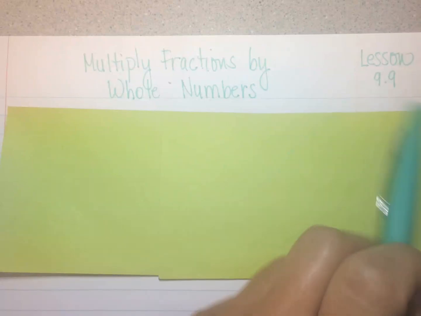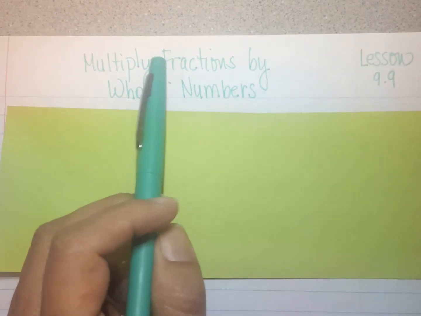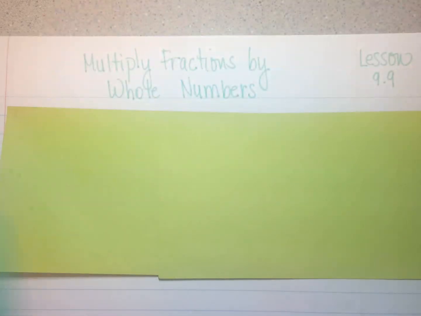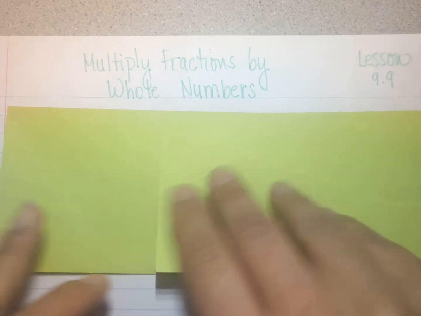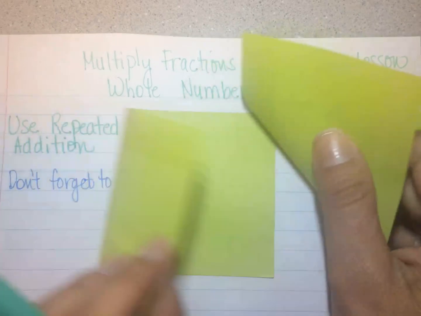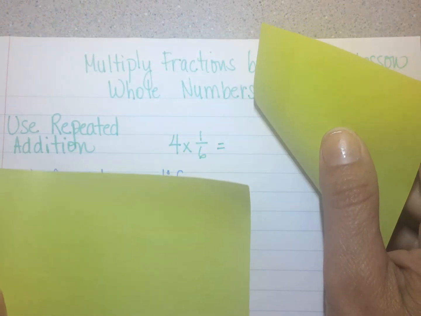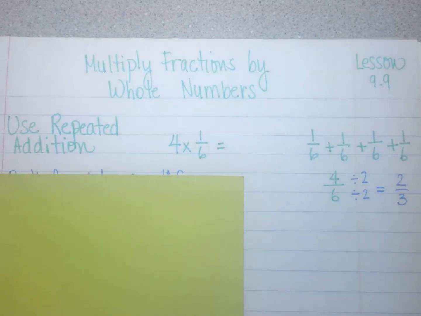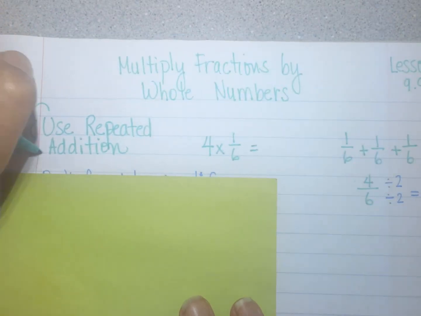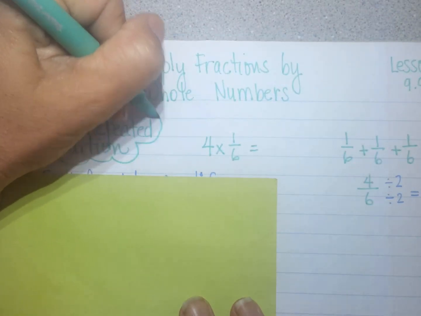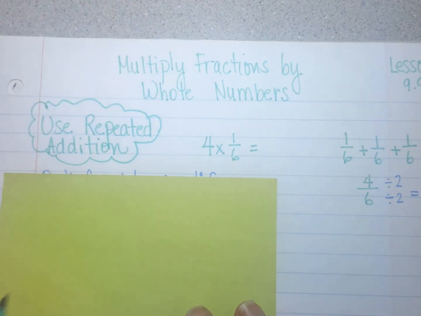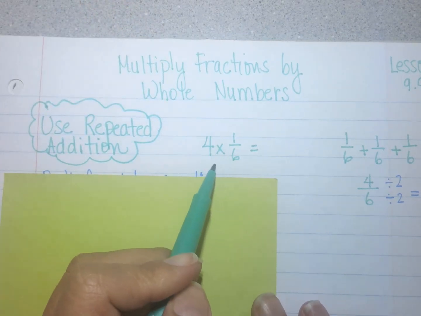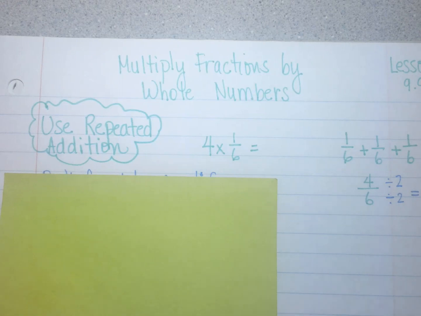All right, fourth graders, this is lesson 9.9. We're going to multiply fractions by whole numbers, just like we did last week. There's a little more to it. Our first step in multiplying is to use repeated addition, just like with basic multiplication. The first one we're going to solve is 4 times 1/6.